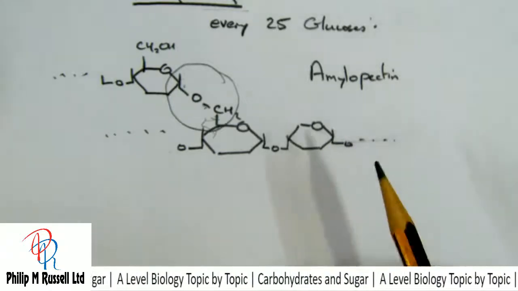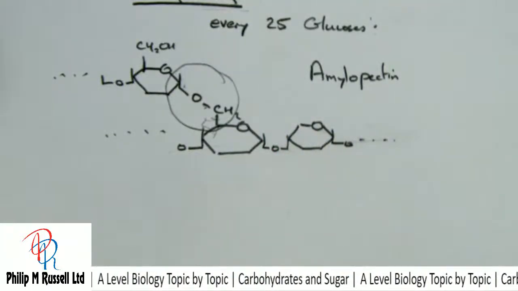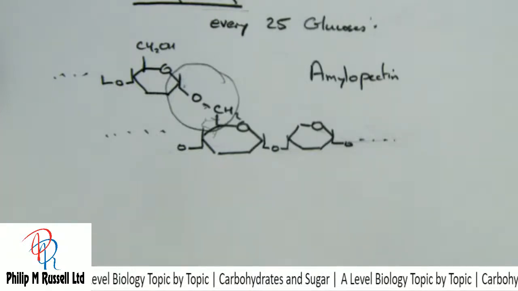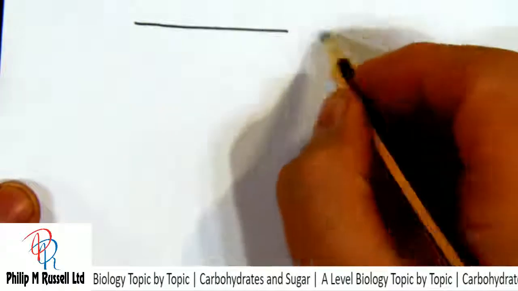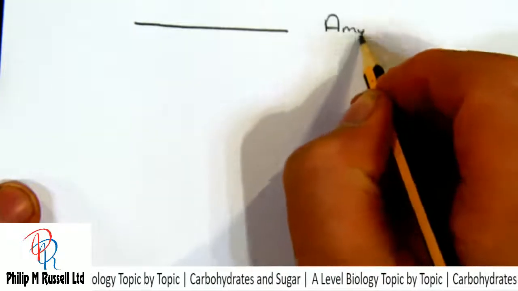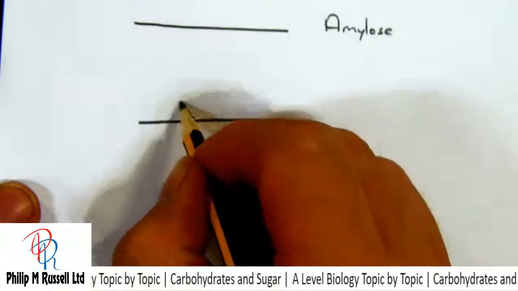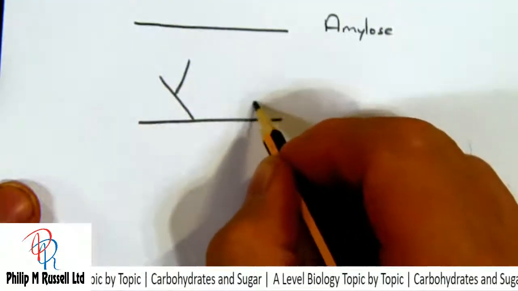In the way this works, if I want to try and break down a chain, let's look at the difference between amylose, and I want to look at a chain of amylopectin.